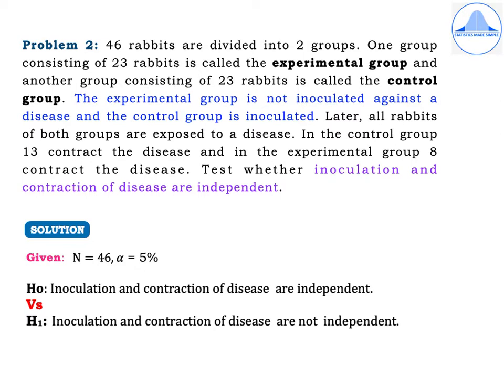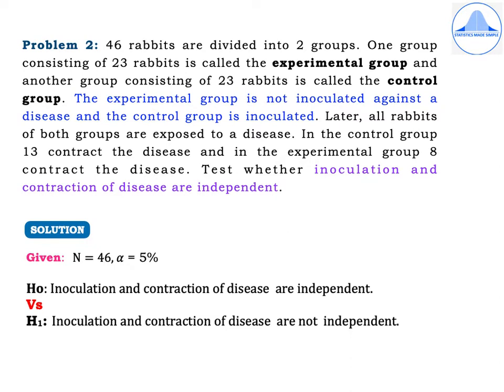So, in this problem, the 2 by 2 contingency table is not given. From the given data, we have to form the 2 by 2 contingency table. Now let me first define what the term inoculation means for those who don't know. Inoculation is treating a person with a vaccine. Now read the problem very carefully. You have two groups. One is the experimental group and the other is the control group. And remember that the experimental group is not inoculated, whereas the control group is inoculated.